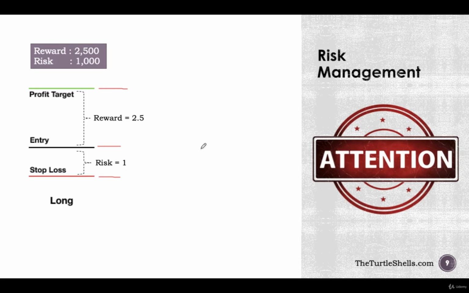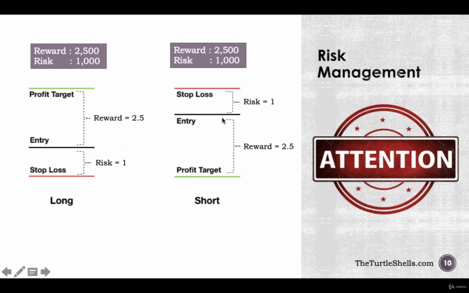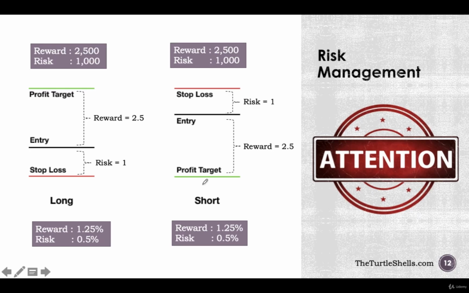Okay? So that is what this diagram represents. So your risk is 1,000 and your reward is 2,500. Same is the case in reverse. I keep a thought this distance is 1,000 and this distance is 2,500. Same thing, we can manage our risk by risking a percentage of our account size.